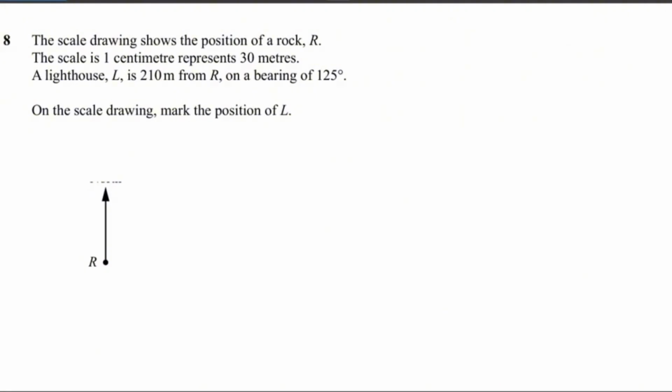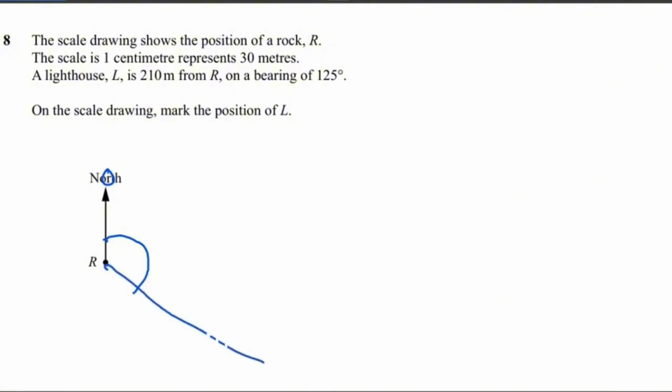Firstly, you will need to mark 125 degrees. So this will be your 0 degrees. This will be where your north is. You will need to mark 0 there. Then you need to read 125 degrees using your protractor and draw a straight line which is extended. Now you need to calculate the distance, 210.